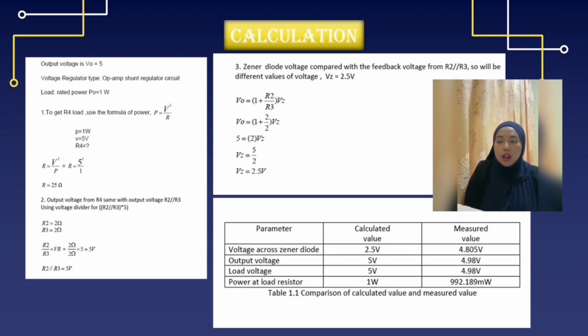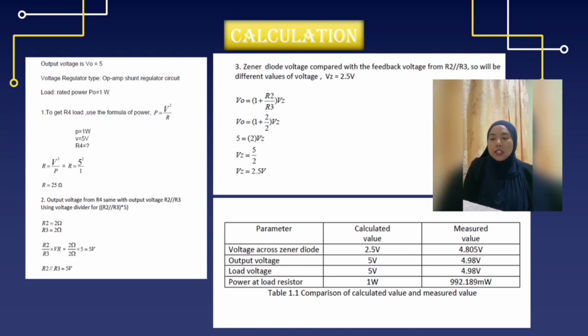So VO equal to 1 plus 2 over 2, because the values of R2 and R3 are the same, close the bracket, and then VZ. In this calculation, VO represents 5 volt, multiplied by 2, because 1 plus 2 over 2 is 2, and then VZ. So we find VZ equal to 5 over 2, because we want to find the answer of VZ. The answer is 2.5 volt.